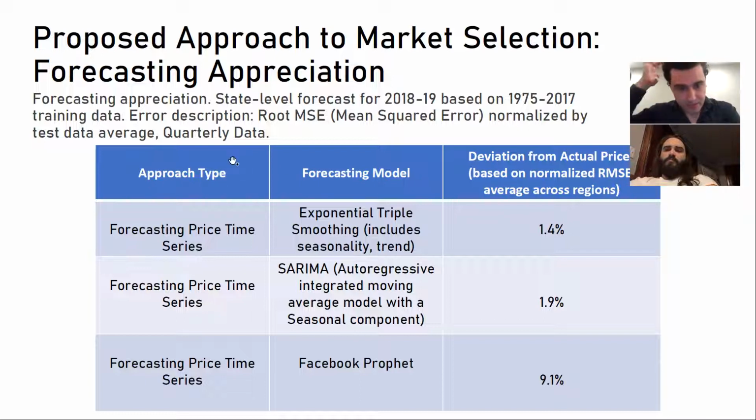And so, forecasting price time series, there are several methods here. These seem to be the main methods right now. And they're pretty old, some of them. So exponential triple smoothing, one can do those in Python, some of it even in Excel.